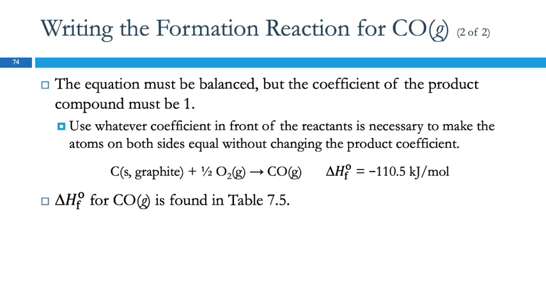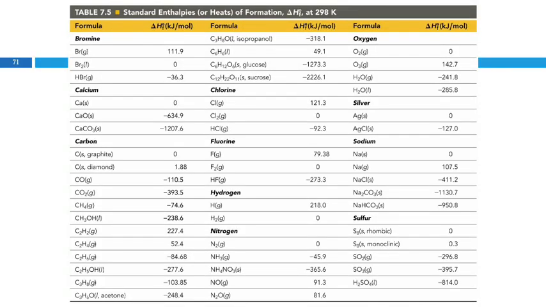So now we're going to use fractions when needed. So 1/2 of O2 is 1 oxygen, right? And this is 1 carbon, and so together those would make carbon monoxide gas. And then you look up the heat of formation in the table. Under carbon, here's carbon monoxide gas. The heat of formation is negative 110.5 kilojoules per mole.